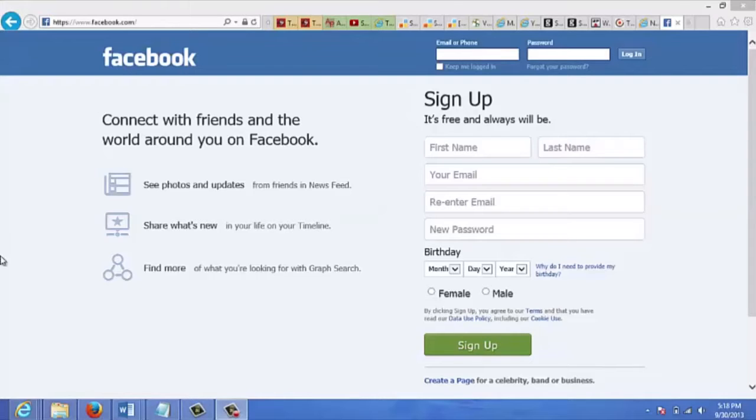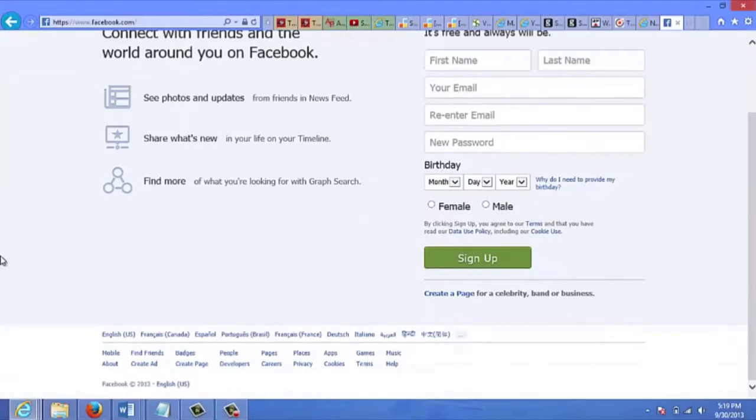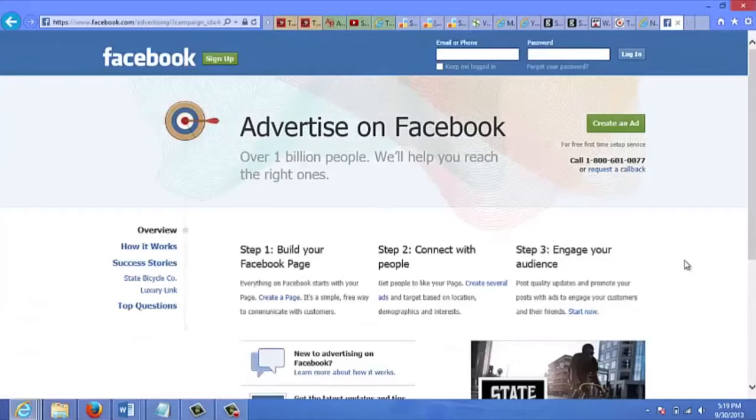Alright, so here we are on the Facebook site, the home page, and if you want to advertise, you would just go down on the very bottom here and look for the link that says create ad. Now, before you create your ad, it's important to know what CTR is, or click-through rate, and what you should be aiming for. So that's what I'm going to be talking about in the next video.